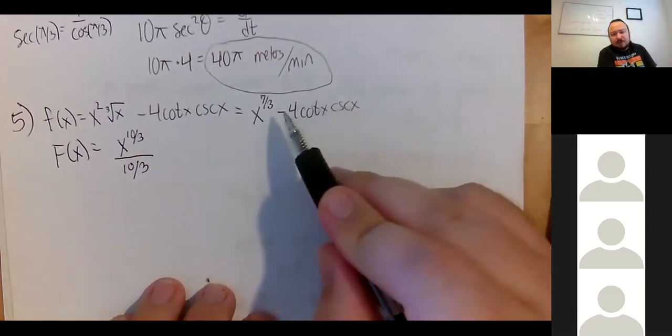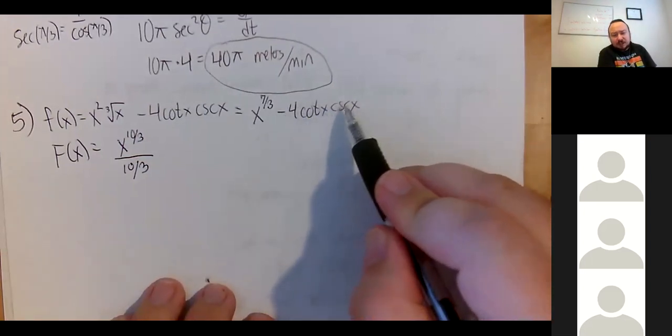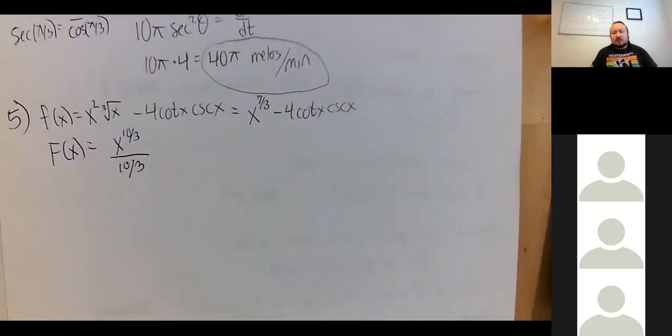Now over here, we have negative cotangent times cosecant. Let me ask you guys this. What has a derivative of negative cosecant cotangent? What function has that as a derivative?